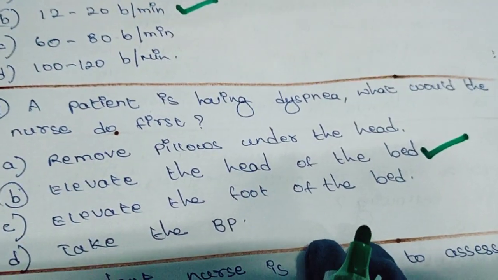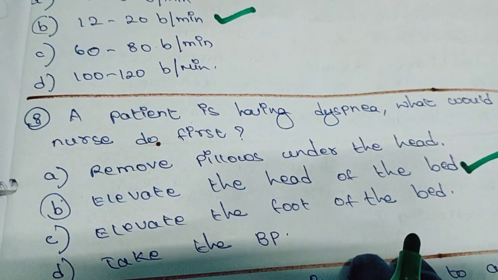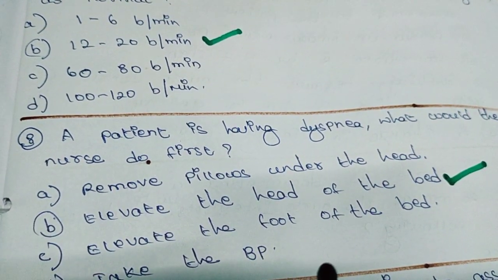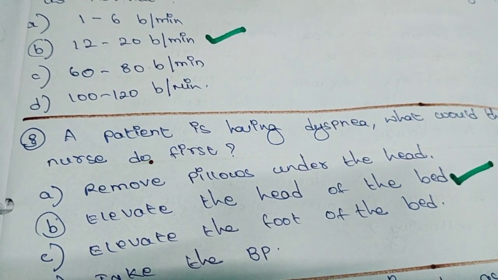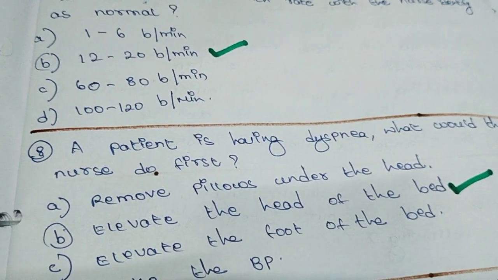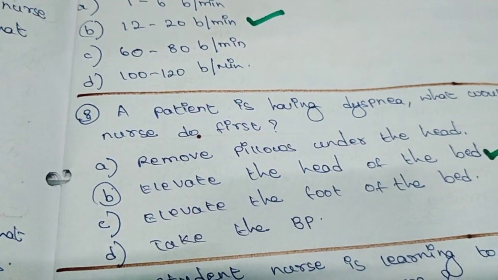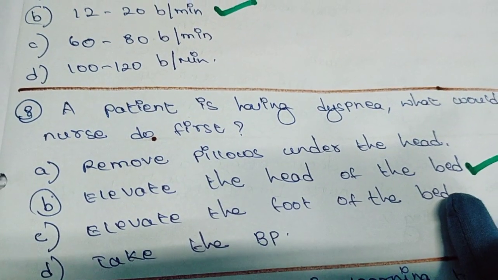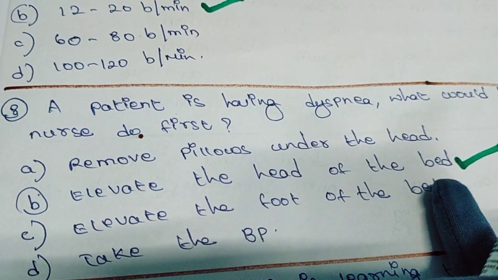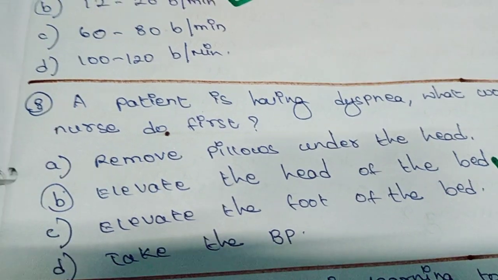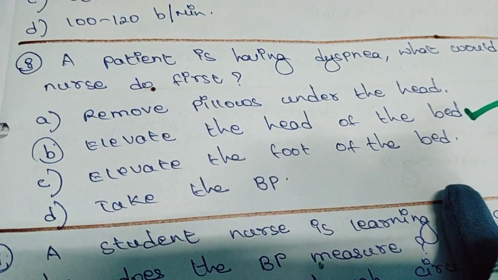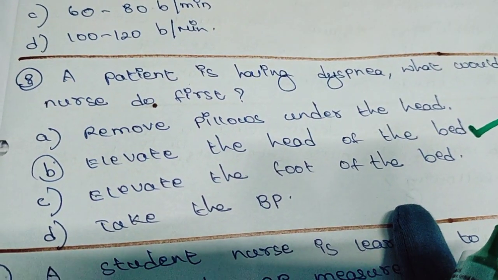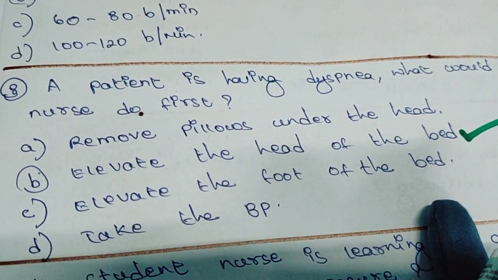If you elevate the head end of the bed, the digestive organs descend down, and it will put less pressure on the diaphragm, which is the respiratory muscle. So you will have more space for the lungs to expand. That's why if you elevate the head of the bed when the patient is having dyspnea, it will be helpful for the patient. They'll be able to breathe with ease. So whenever any patient is having dyspnea or difficulty in breathing, the first thing that you do is elevate the head of the bed.